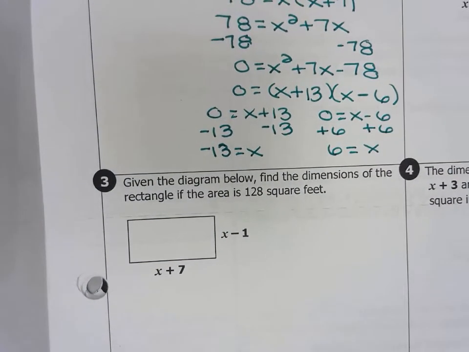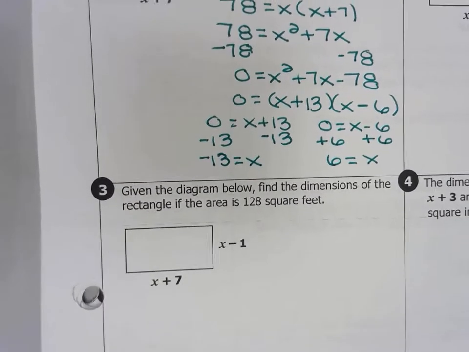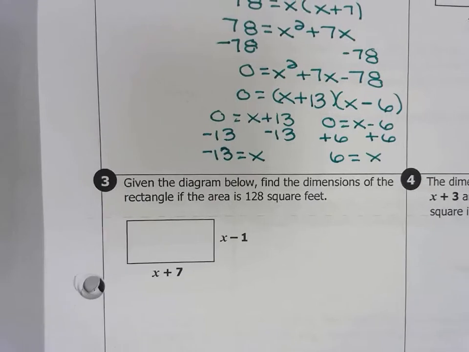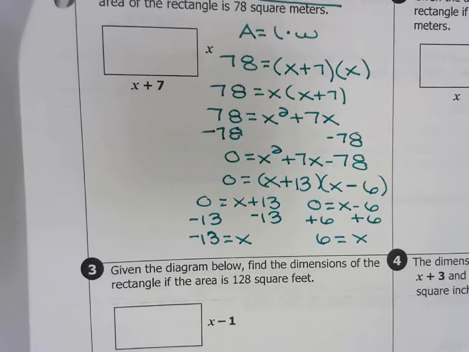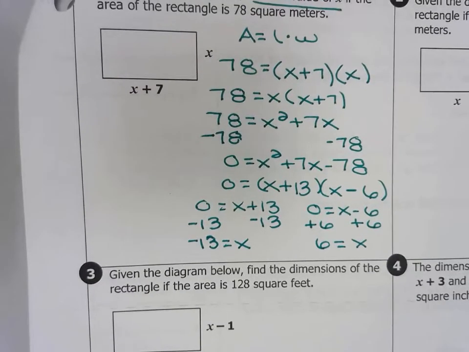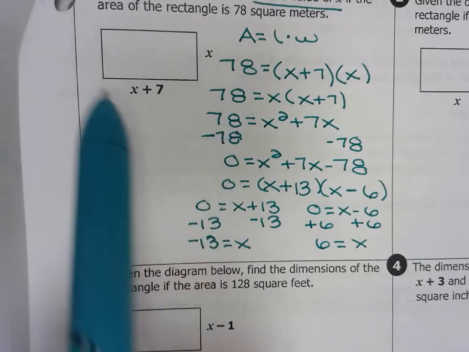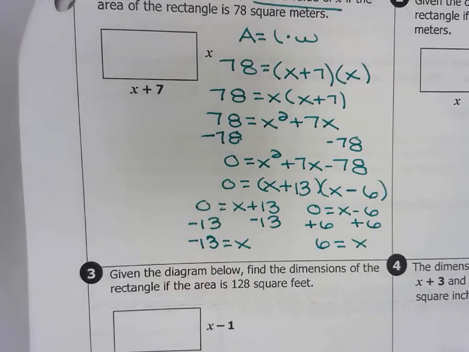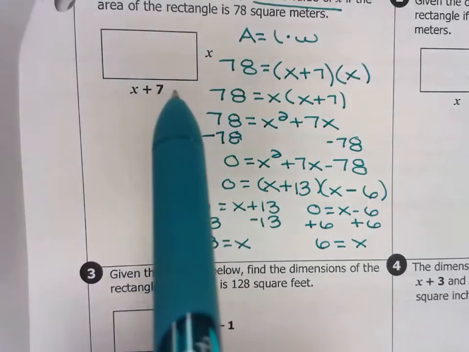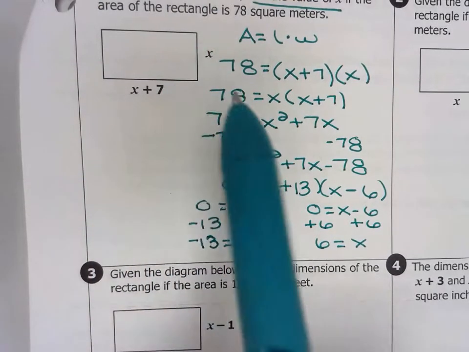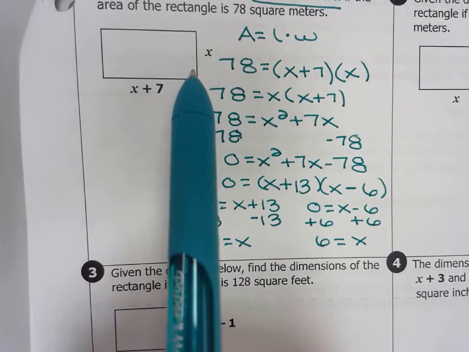Now with story problems, you always have to go back and look and say, can both of those work? Can both of these, negative 13 and 6, be values for x? Look at what x represents. X represents a what? No, look at your story problem. X represents the what? No. Look at your diagram. X represents a width or length. It represents one side of the rectangle.